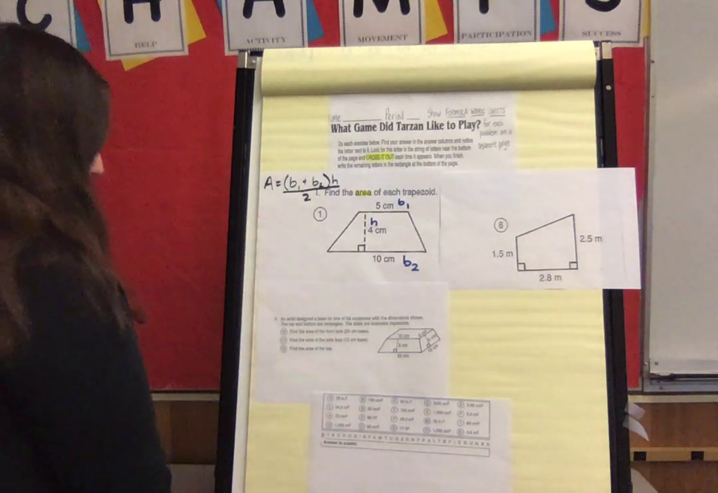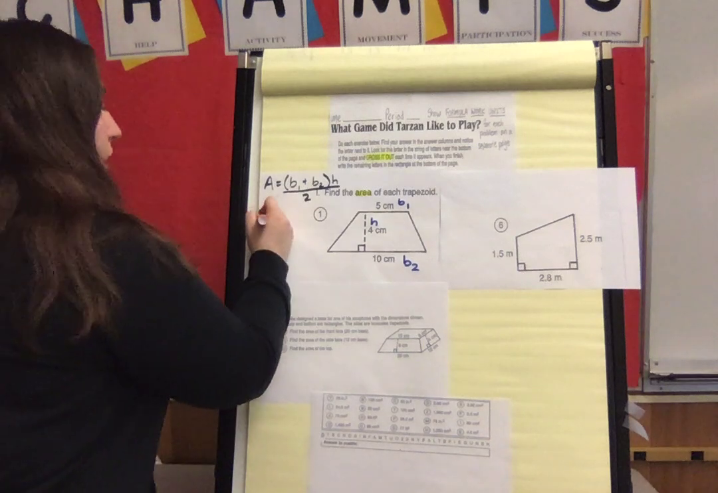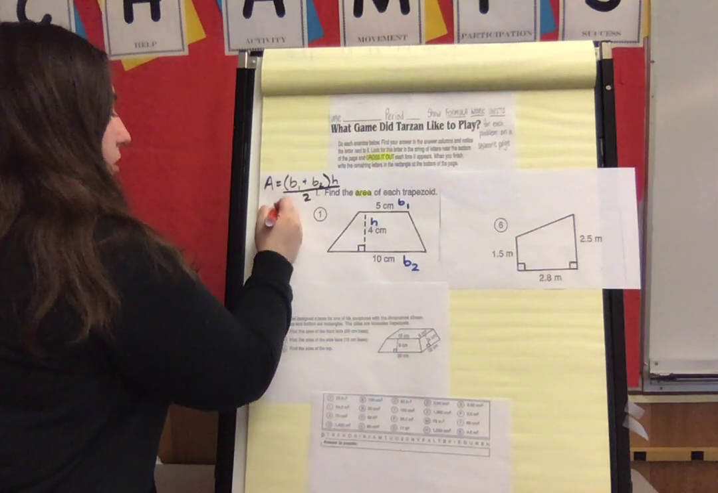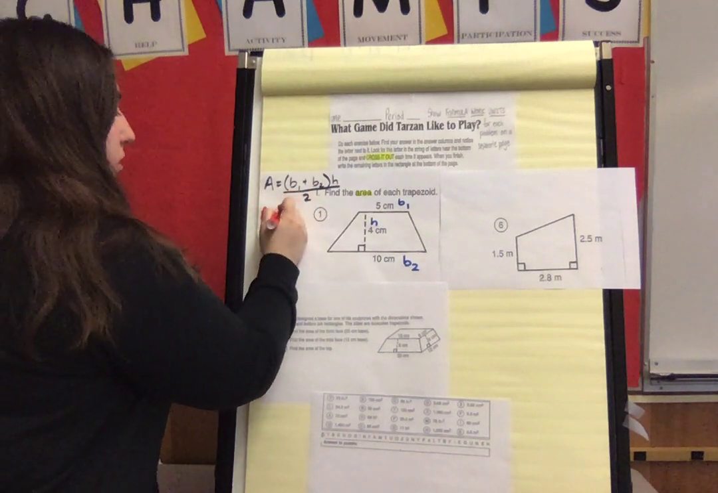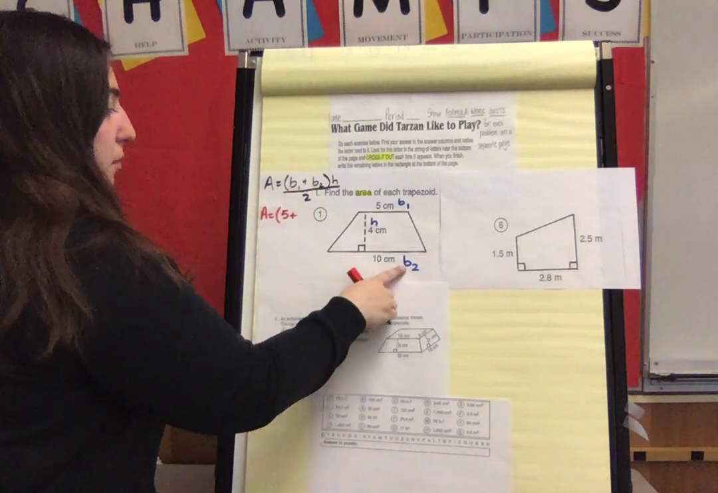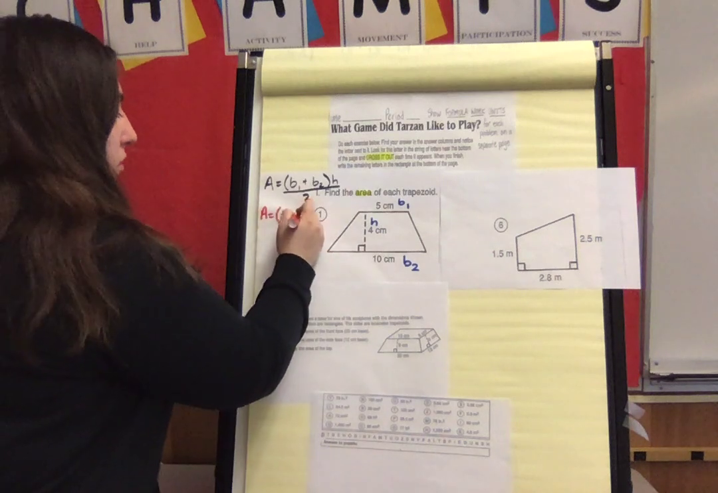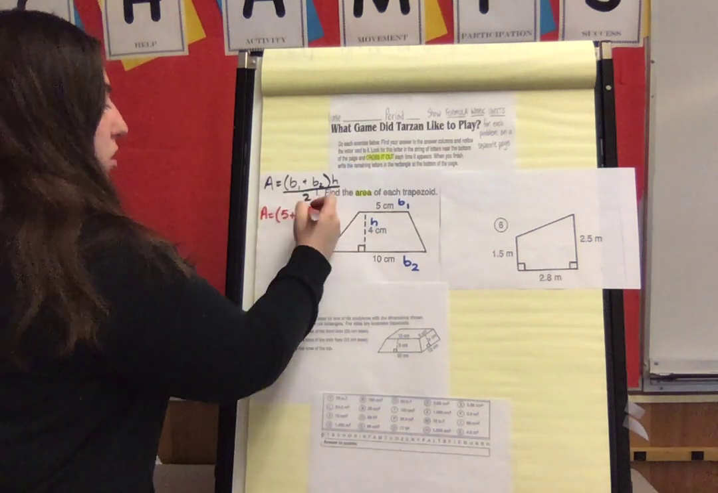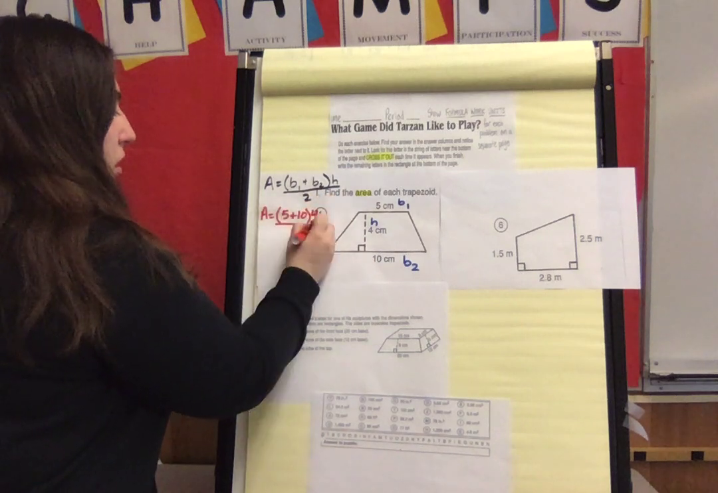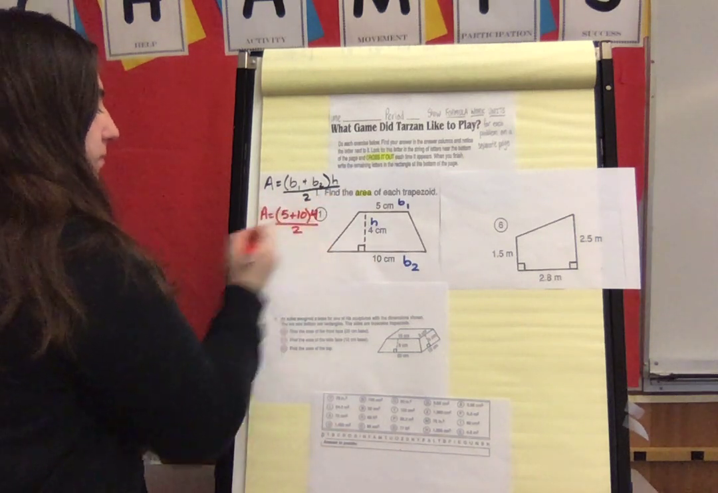Now I'm going to start filling it in on the side here. So area equals base 1. I'm going to replace base 1 with 5, plus base 2, which is 10. And I'm going to multiply it by my height, which is 4, all over 2.